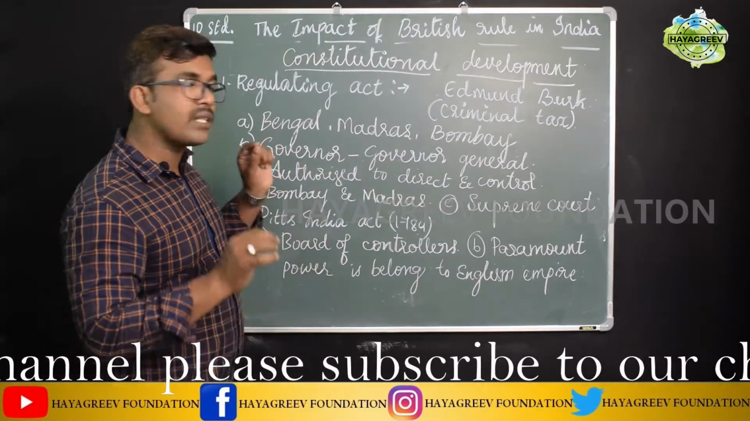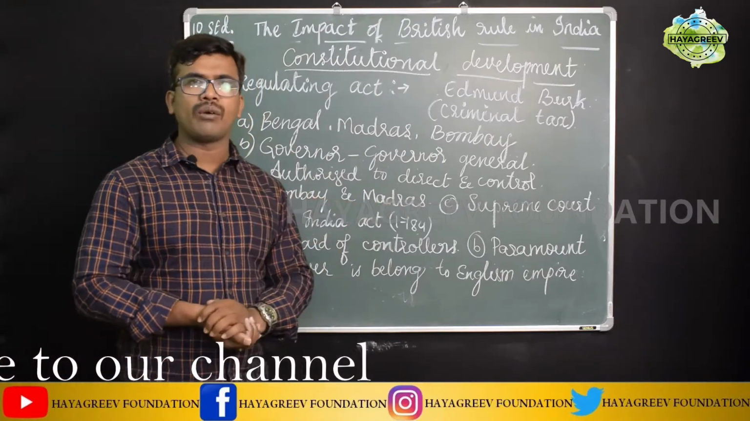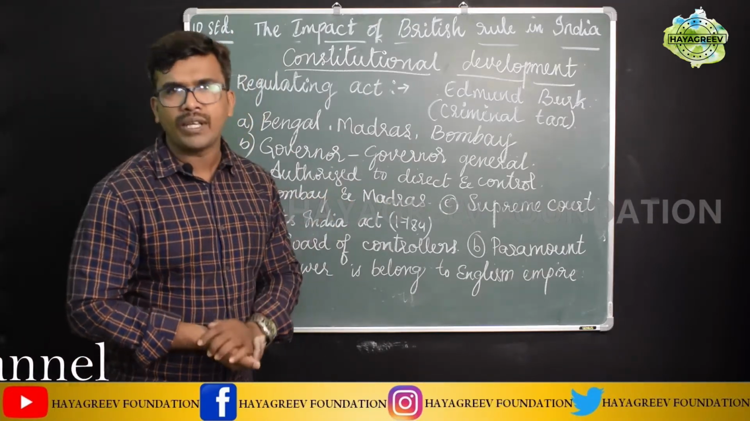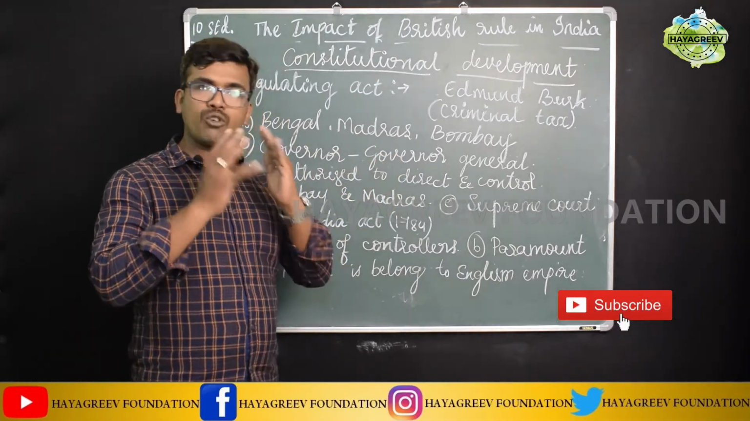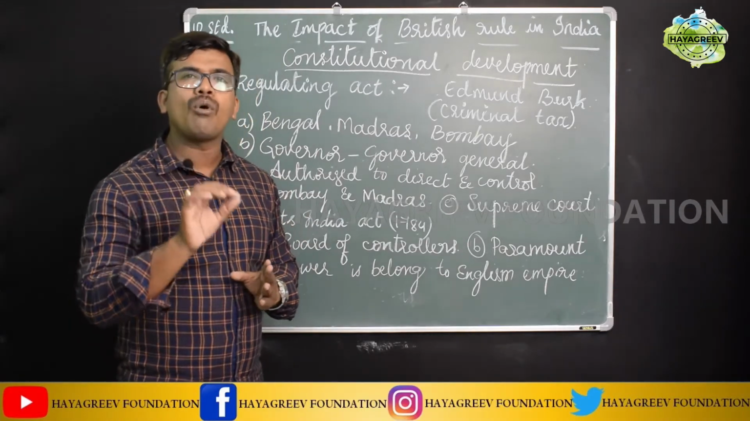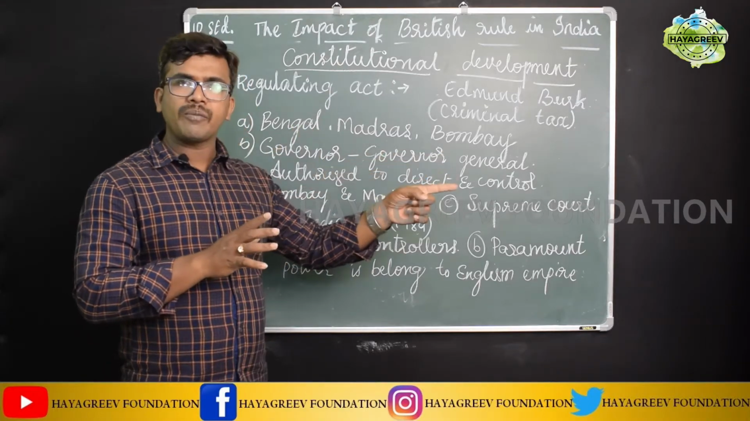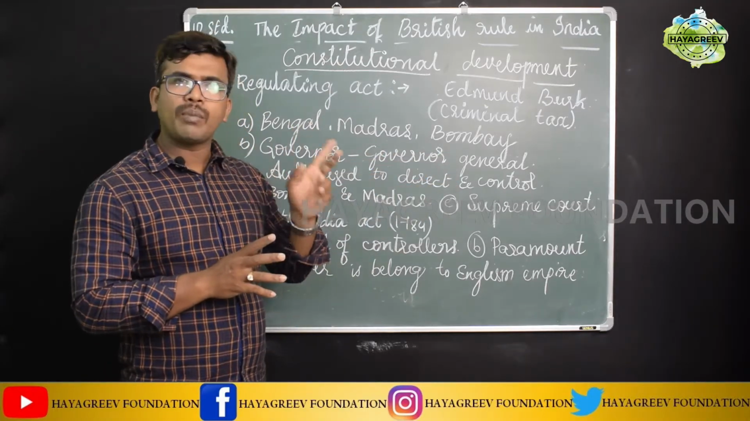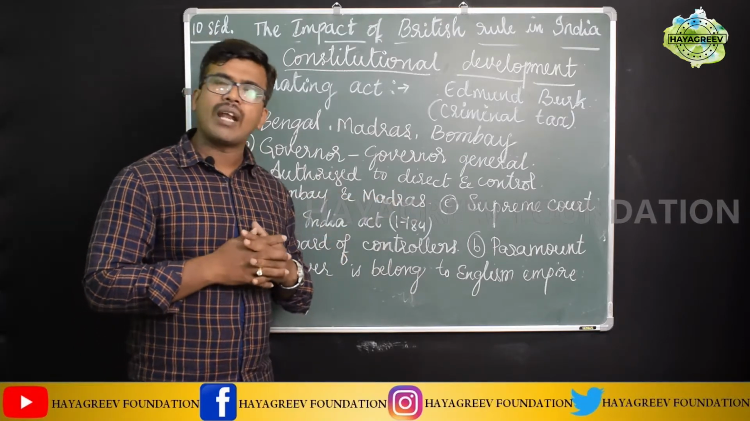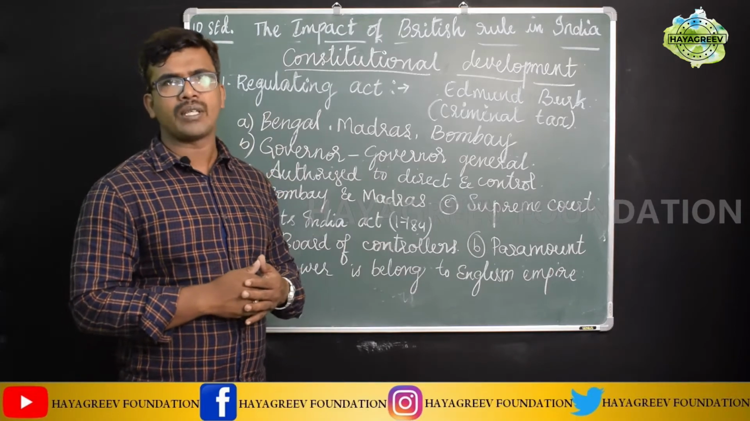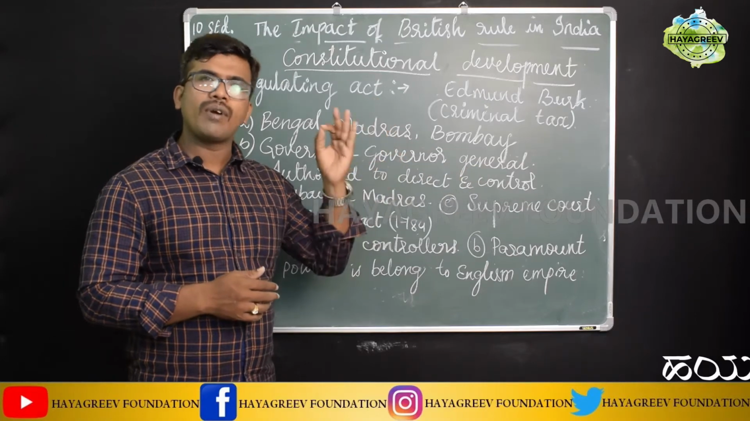Without the permission of this Governor General, Bombay and Madras were unable to take any kind of decision. Actually, one more committee was established in England, called the Board of Directors. Without the permission of the Governor General and the Board of Directors, these Bombay and Madras residencies were unable to take their own decisions. For each and everything, they were depending on the Governor General as well as the Board of Directors.